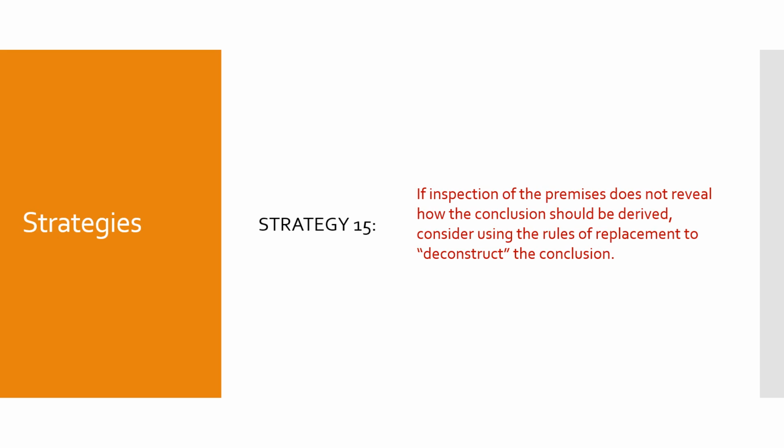This strategy, strategy 15, it's worth reading this carefully in the book. He'll explain it by way of an example and walk through it very carefully. This says, if the inspection of your premises does not reveal how the conclusion should be derived, then consider using the rules of replacement to sort of deconstruct the conclusion. So if you have some really wildly complicated conclusion, start tearing it apart using the rules of replacement in order to see if you can find a place to begin.